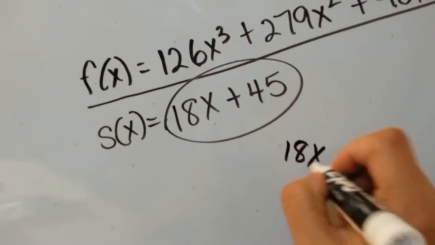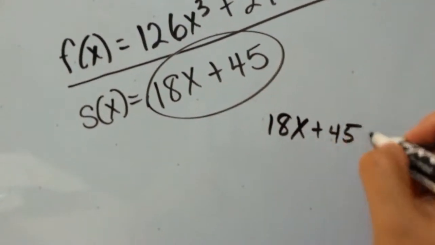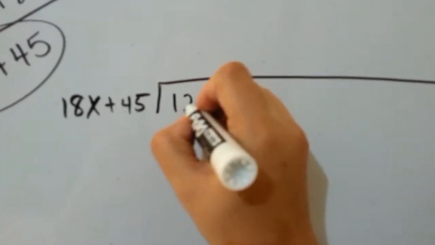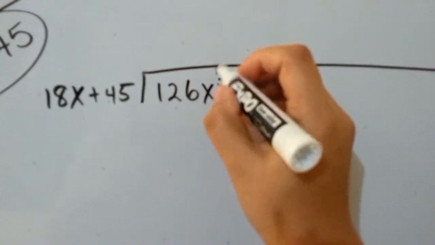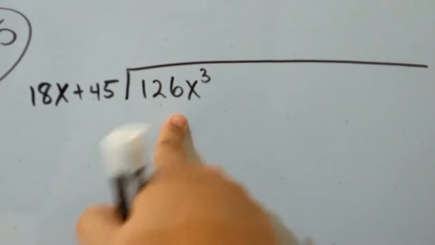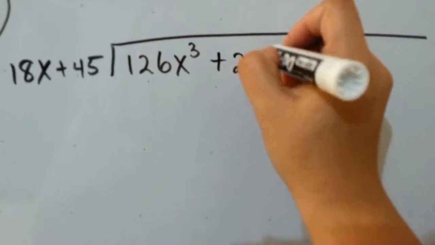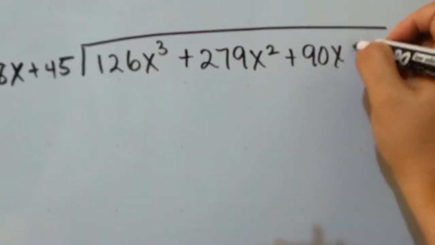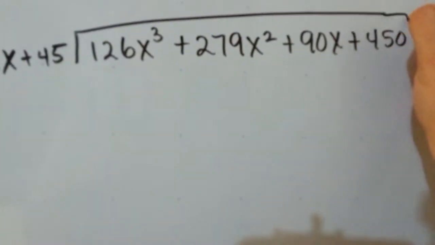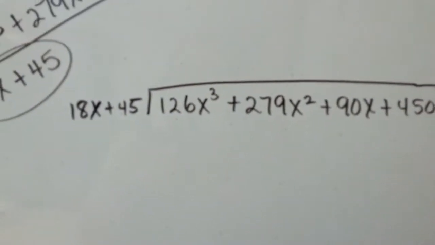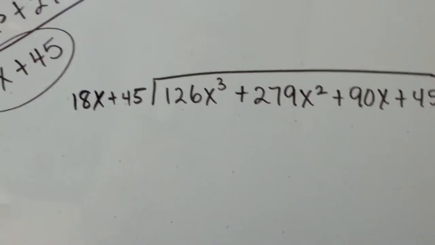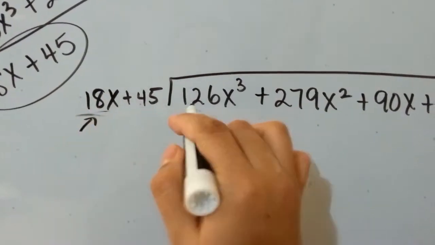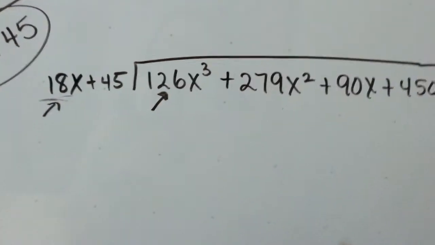So we have to do 18x plus 45 divided into this one. And so we start with this one and this one. You always look at the first two terms, right?